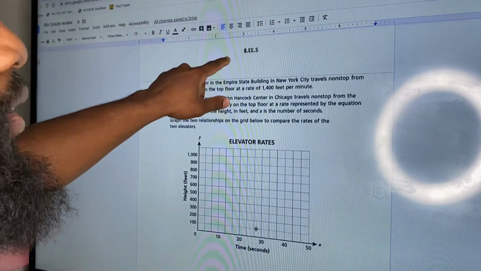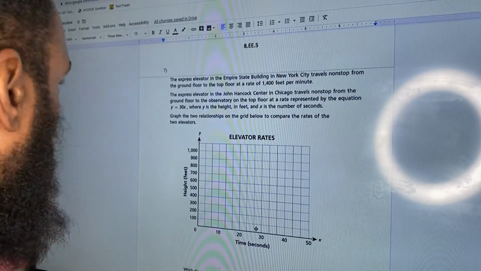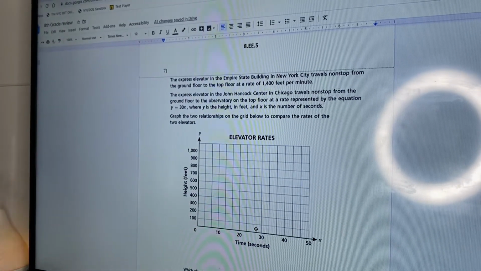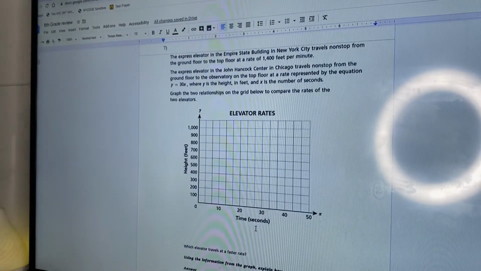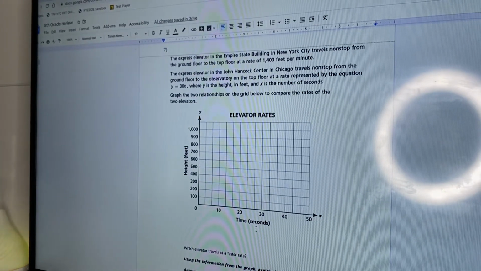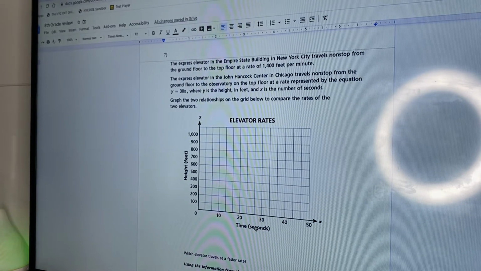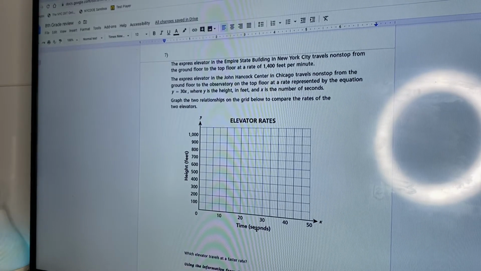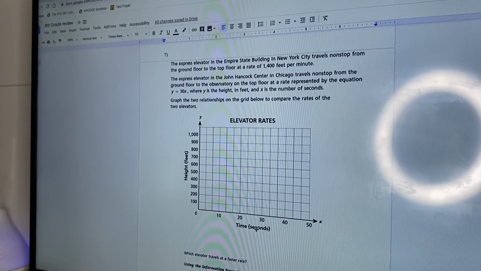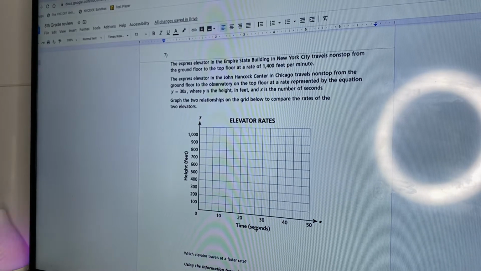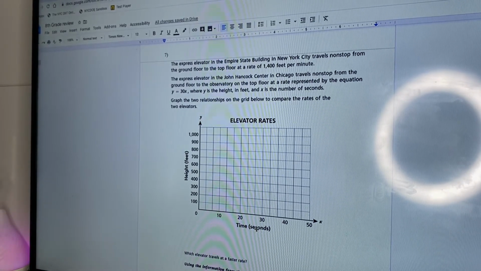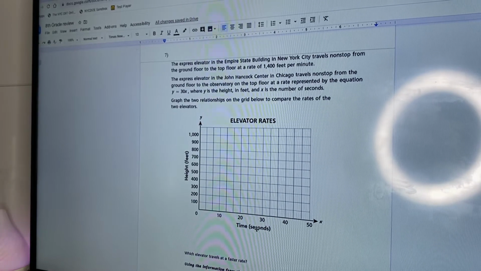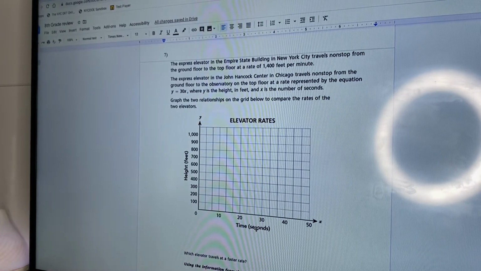Now on 8.EE5. The express elevator in the Empire State Building in New York City travels nonstop from the ground floor to the top floor at a rate of 1,400 feet per minute. The express elevator in the John Hancock Center in Chicago travels nonstop from the ground floor to the top observatory on the top floor at a rate represented by the equation y equals 30x.